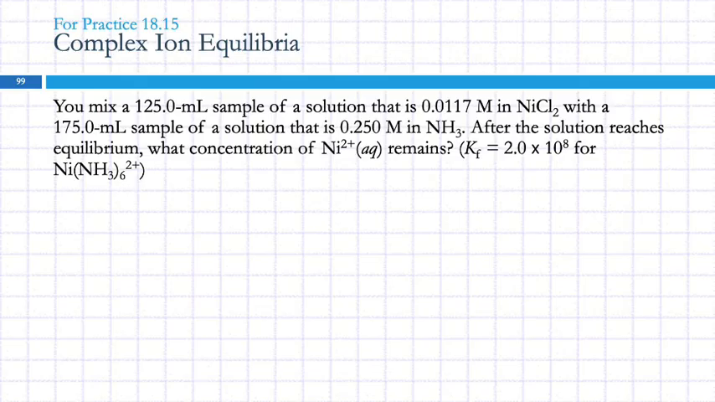Okay, so we can do equilibrium problems with complex ions. You mix a 125 ml sample of a solution that is 0.0117 molar in nickel chloride with a 175 ml sample of a solution that is 0.25 molar in ammonia. After the solution reaches equilibrium, what concentration of nickel ion remains? And they're giving us the formation constant.